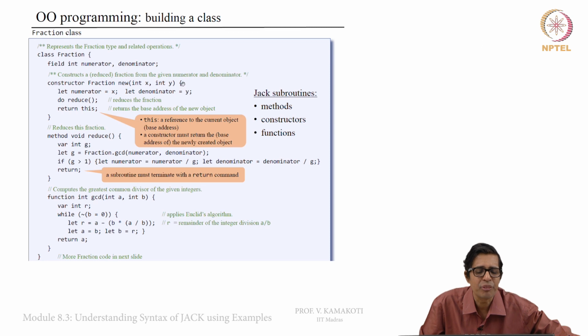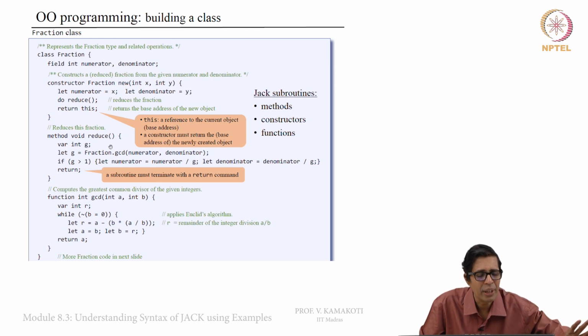But suppose I give 5 comma 10, I don't want it to be 5 by 10, I want it to be actually 1 by 2. So we do reduce. What is this reduce? Reduce is a function inside this fraction. So, what will reduce do? It will find the greatest common divisor between the numerator and the denominator, and it will divide by that greatest common divisor, so that after that division the greatest common divisor between the numerator and denominator will be 1, and that is the reduced fraction. And for that we use what we call Euclid's algorithm.